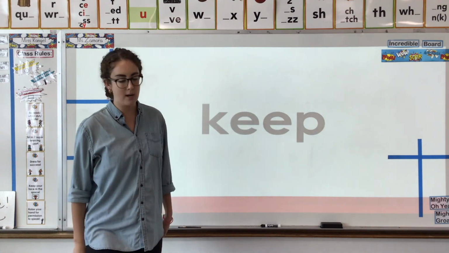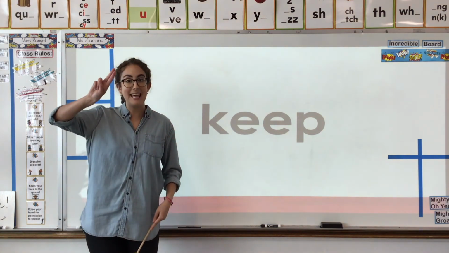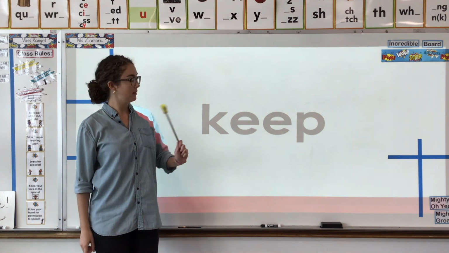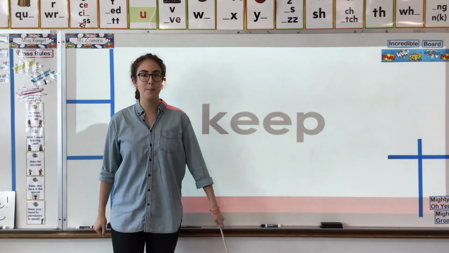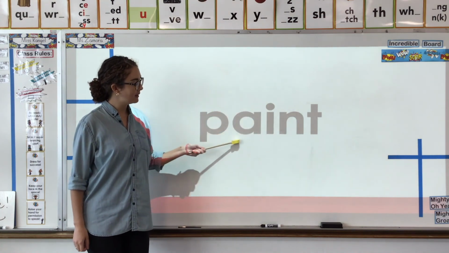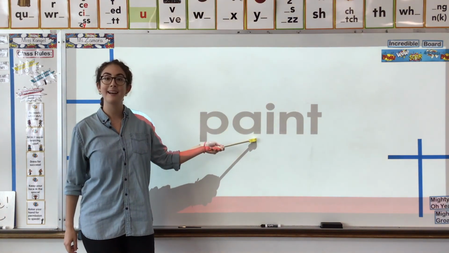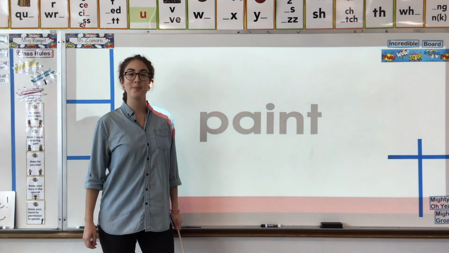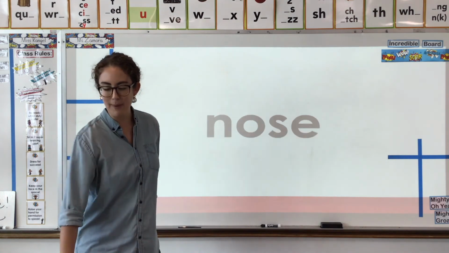And what about this word? What's the vowel? E. What sound does it make? E. Read the word. Keep. Good job. What about this one? What's the vowel? A. What sound does it make? A. So the word is paint. Good job.